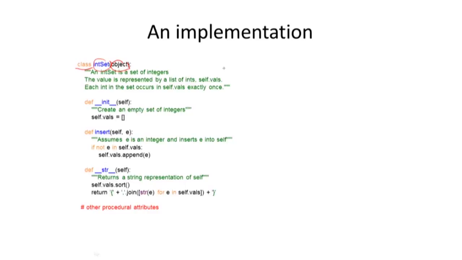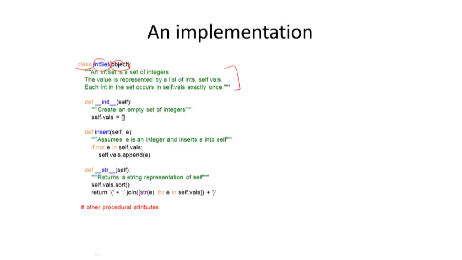I've got a little specification for it. It says an intSet is a set of integers. The value is represented by a list of ints. We're going to call that list self.vals, just so we know what it is. And every int in the set occurs in that internal representation exactly once.